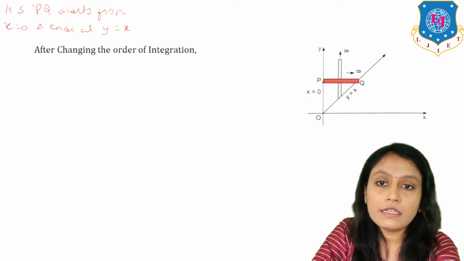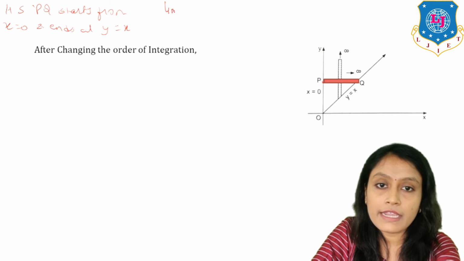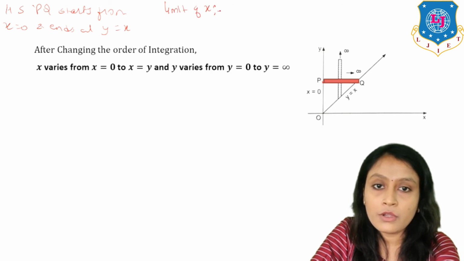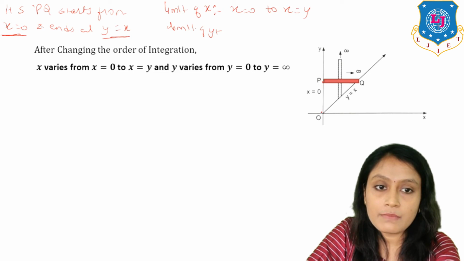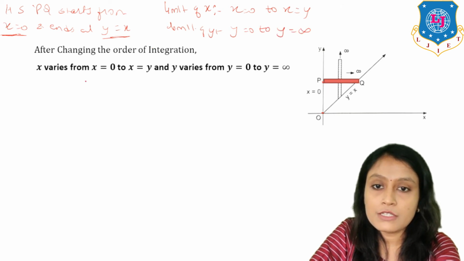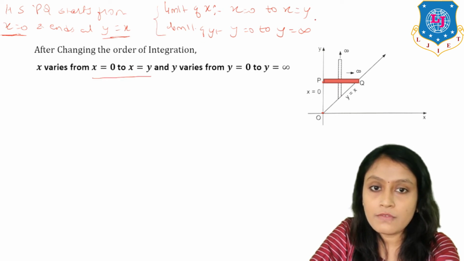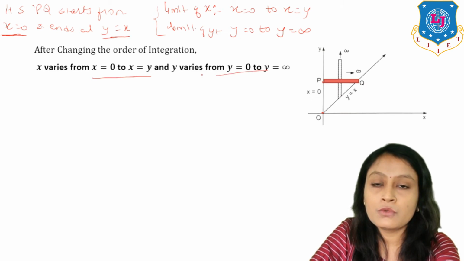Now we are taking a horizontal strip, so firstly we will write the limit of x. From this, the limit of x is x equals 0 to x equals y. You have to make x the subject. Now the limit of y. Since we are taking this horizontal strip, the limit of y will be from 0 to infinity, that is y equals 0 to y equals infinity. So from this new limit, we can say x varies from 0 to y, and y varies from 0 to infinity.